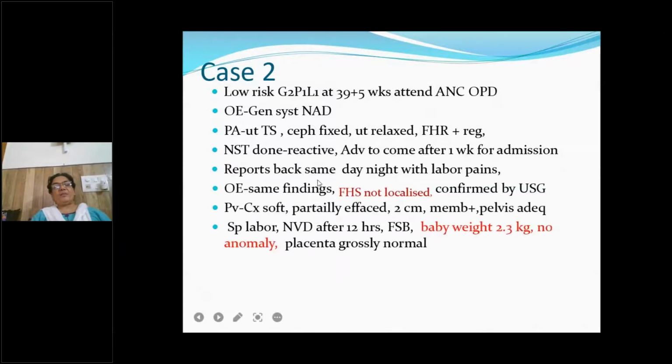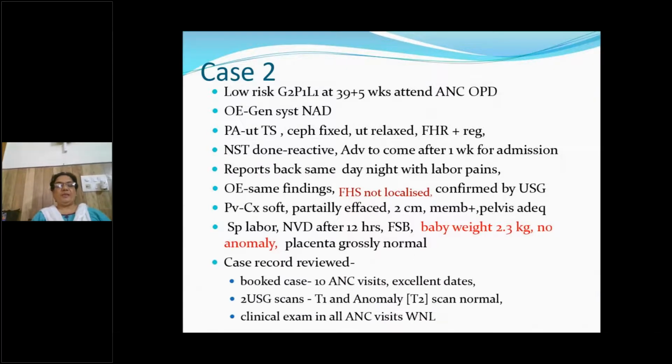The patient comes back the same night with labor pains, and on examination what we found was there was no fetal heart, and this was also confirmed by ultrasound. The cervix was soft, partially effaced, 2 centimeters, pelvis adequate. The patient went into spontaneous labor and had a vaginal delivery. It was a fresh stillbirth. And what was the baby weight? It was 2.3 kg. There was no anomaly, and the placenta was grossly normal.